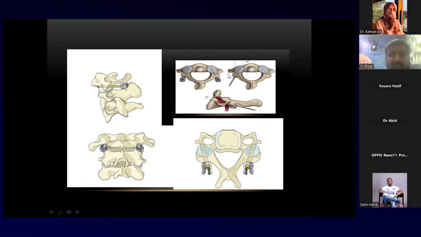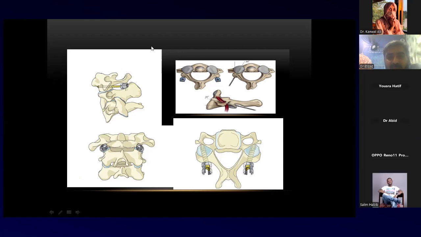So suppose I am putting the screw in C2: pars interarticularis, transarticular. Transarticular, why will you put it transarticular, my dear? I am talking about C2 only, not C1. Transarticular is bilateral from C2 to C1.